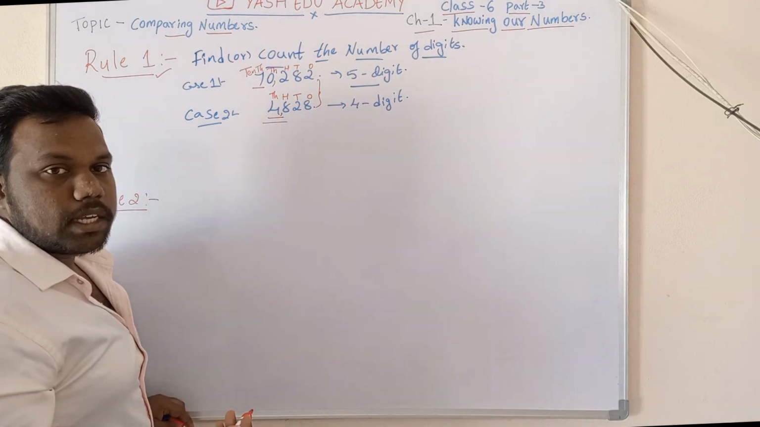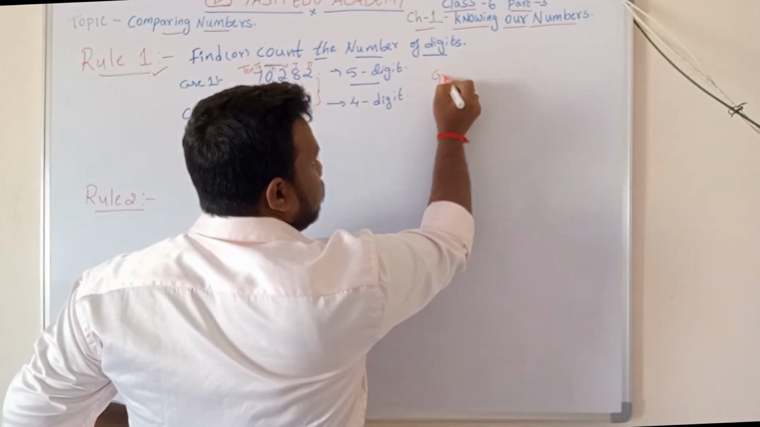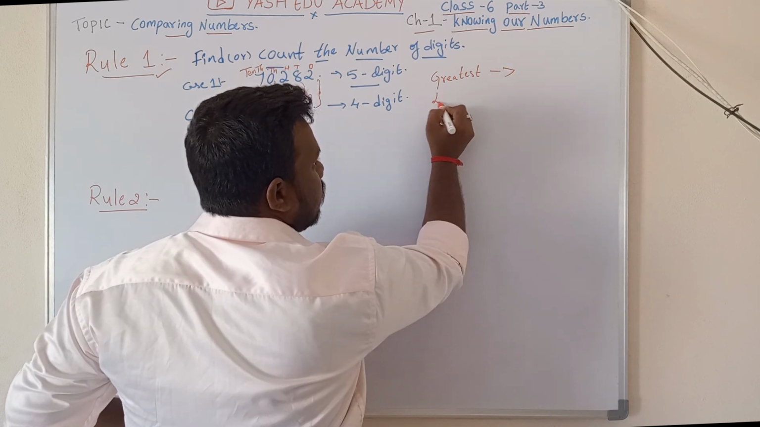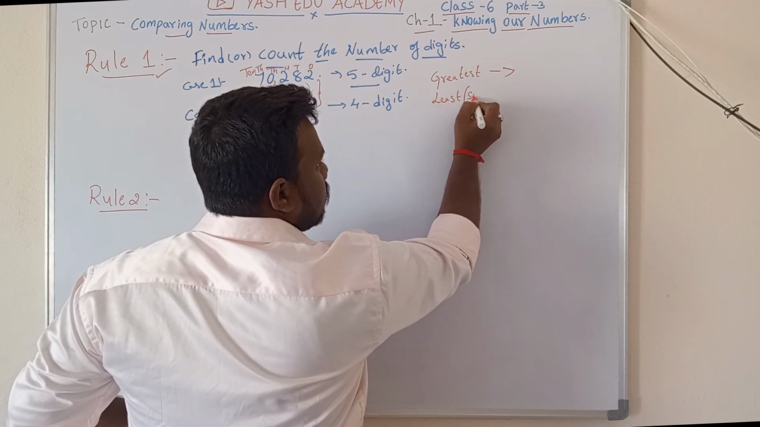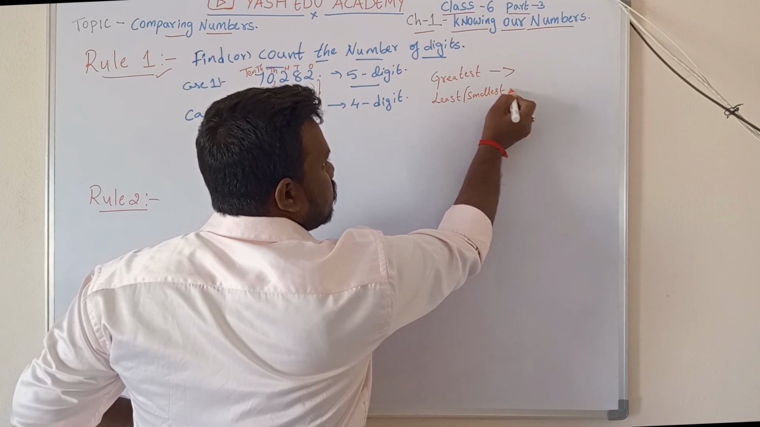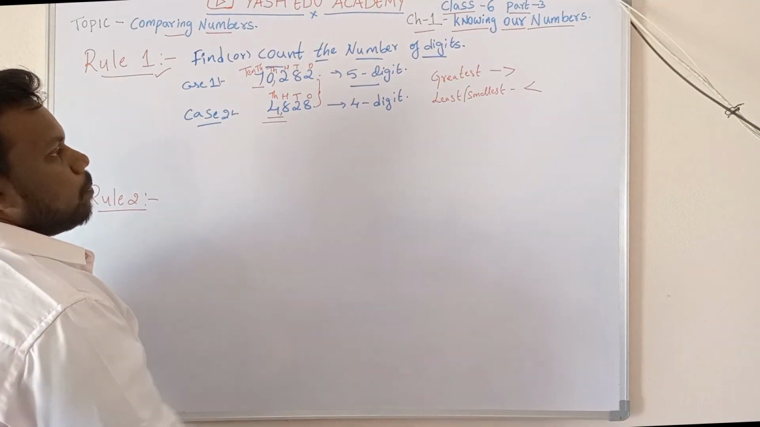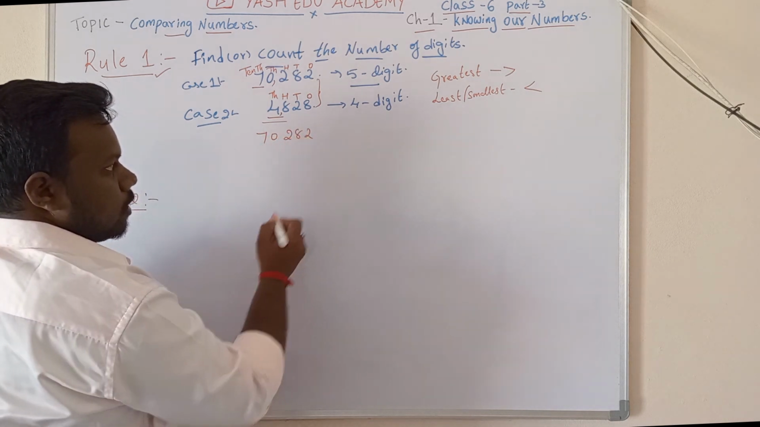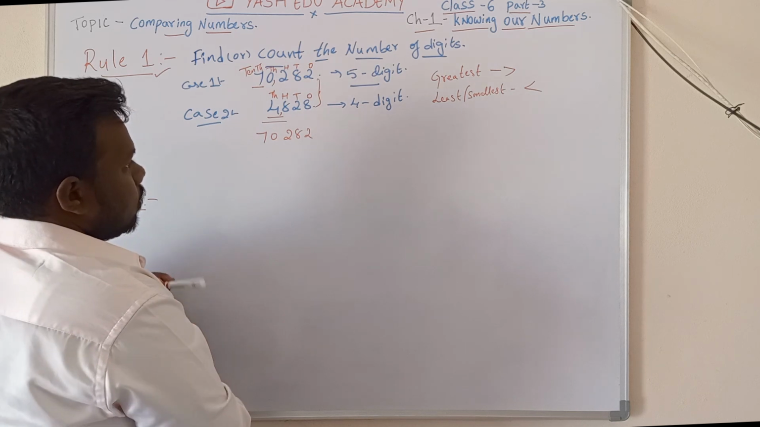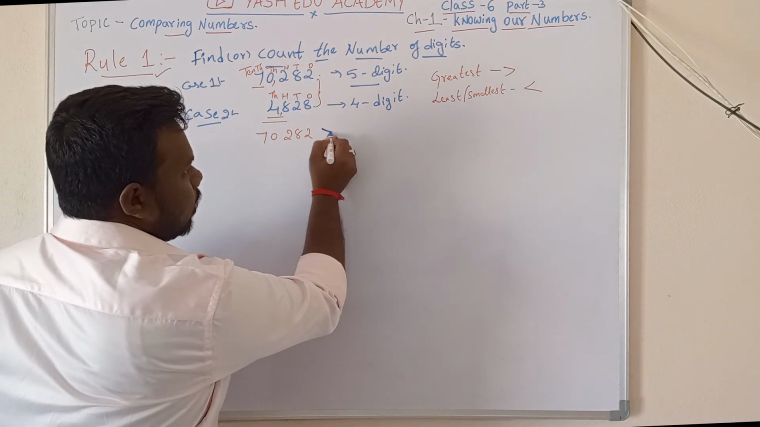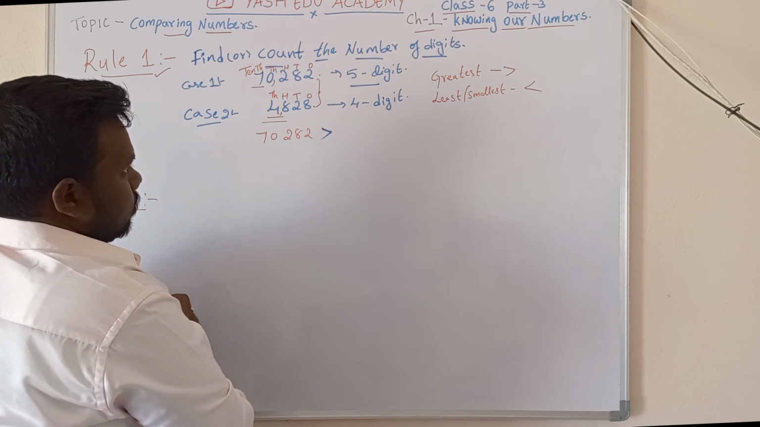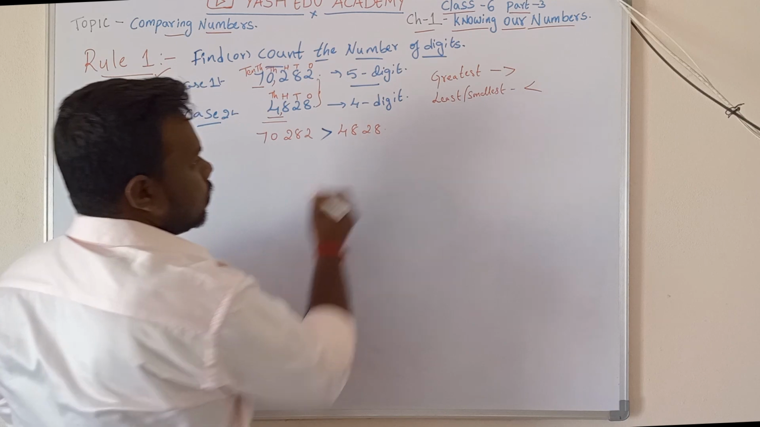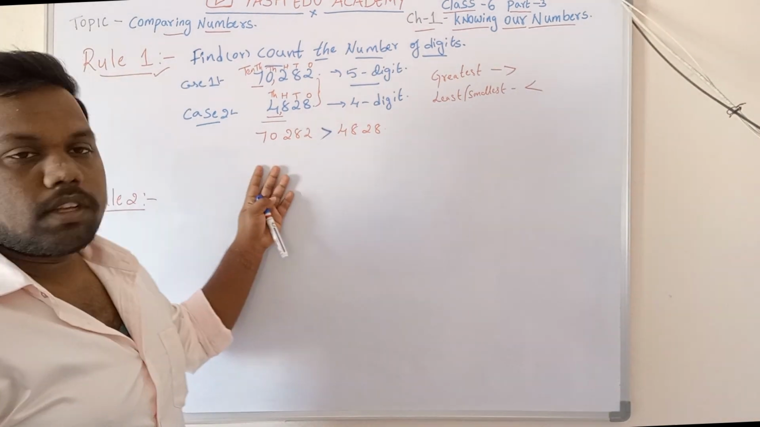Now we should write the greatest and the least or smallest number. 70282 is greater than 4828. Hence we got the final answer.